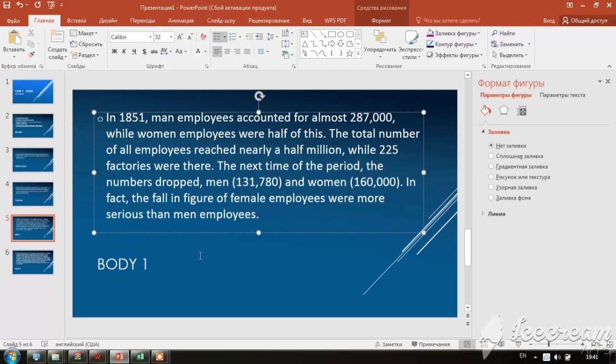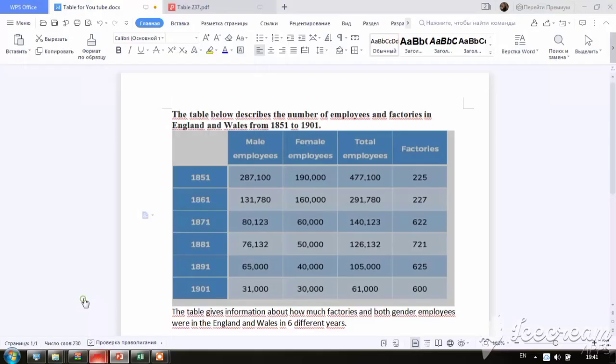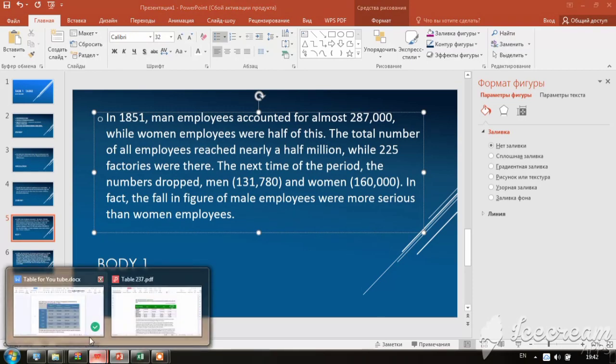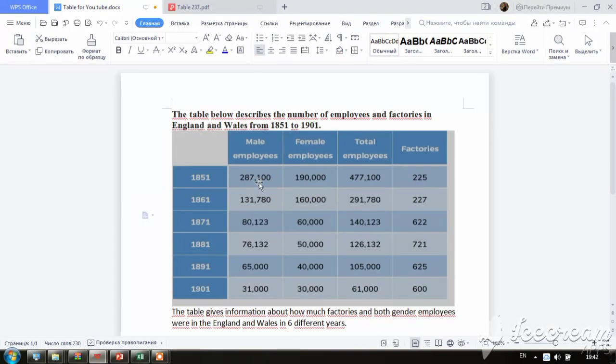In the next time period, men were 131,000 and the women 160,000. I illustrate these numbers. In fact, the fall in the figure of female employees was more serious than for male employees. Sorry guys, maybe I am mistaken there. So it will be women.